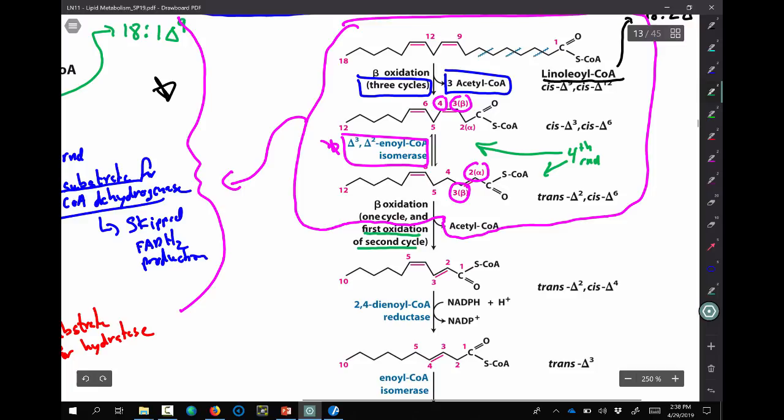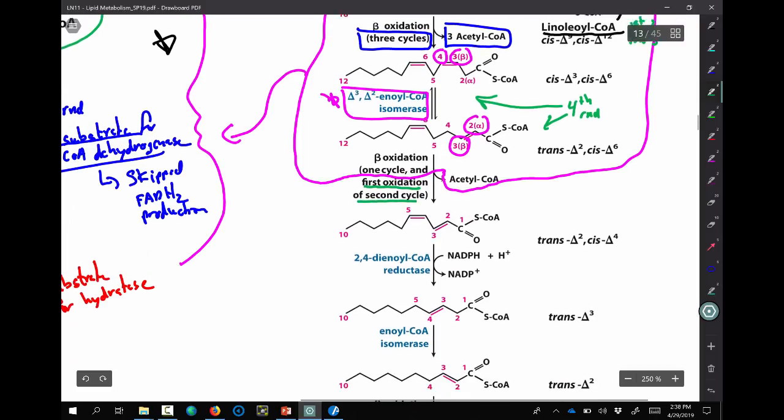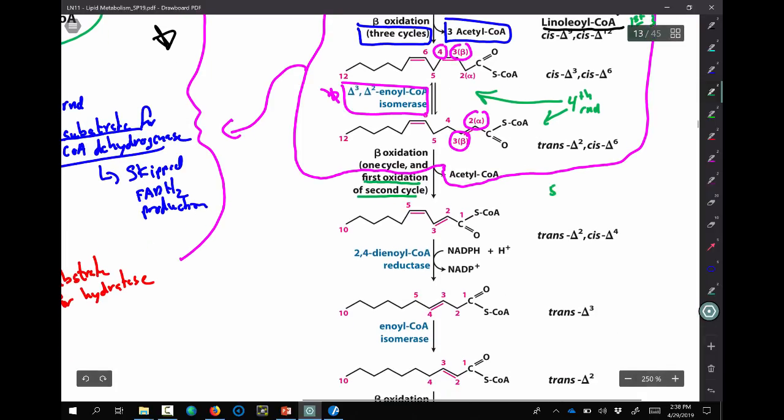Okay, and you've got the 3 rounds preceding it. So up here would be the first 3 rounds. So now we're on the 5th round. And the 5th round is a little bit strange. We need more enzymes, okay?